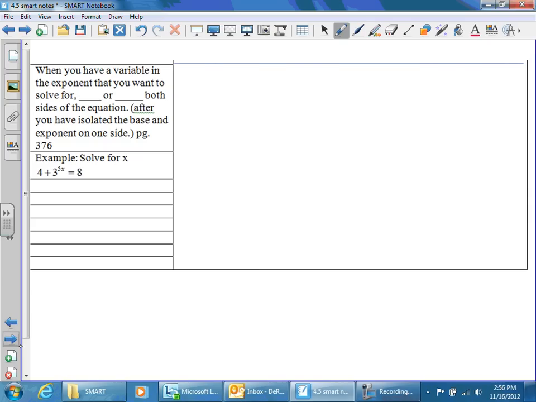So when you have a variable in the exponent that you want to solve for, so whenever it's in the exponent like this right here, so I want to solve for an x, but it's in the exponent, then what we're going to need to do is either ln or log both sides of the equation. This is only after you have isolated the base and exponent. So what does that mean to isolate? It means get this part by itself, then you get to ln or log. So what do I need to do first here? Well, I'm going to have to subtract over the 4.